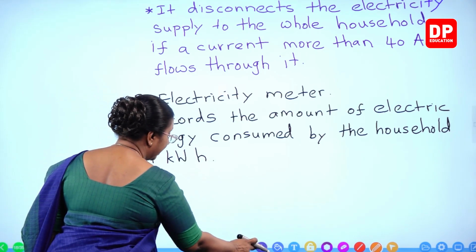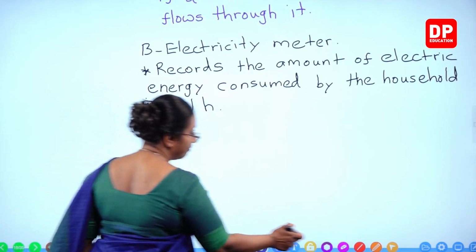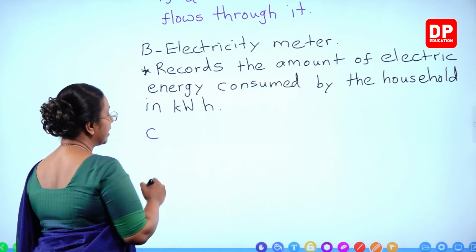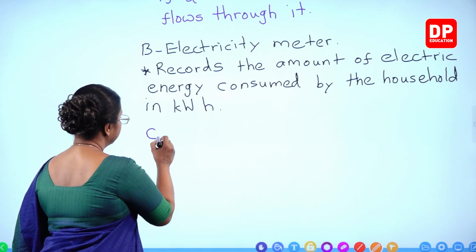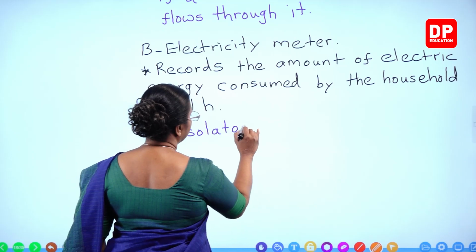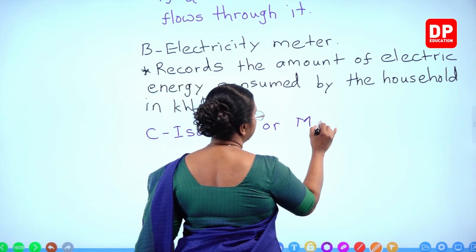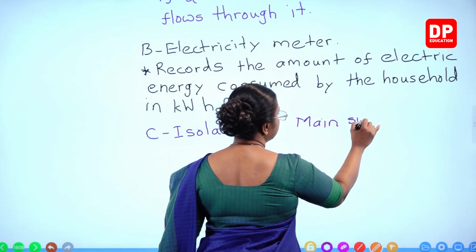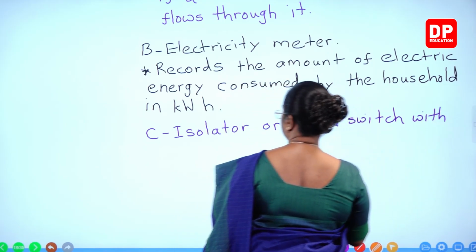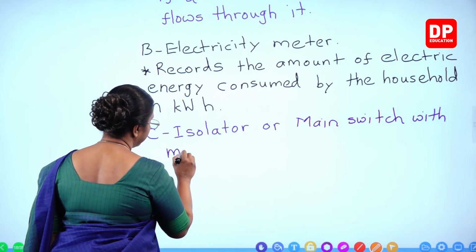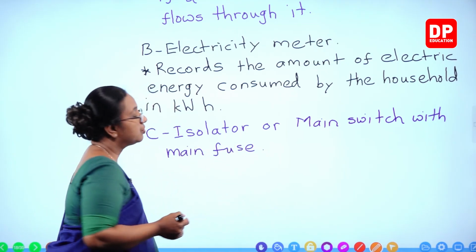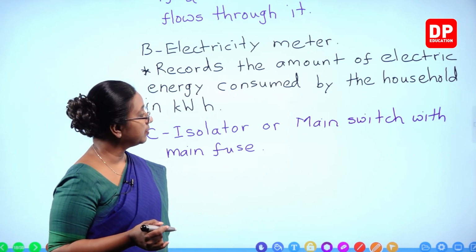Then after the electricity meter, what do we have? Component C. Component C is what? It is the isolator, or main switch with main fuse. So what does the main switch with main fuse do?